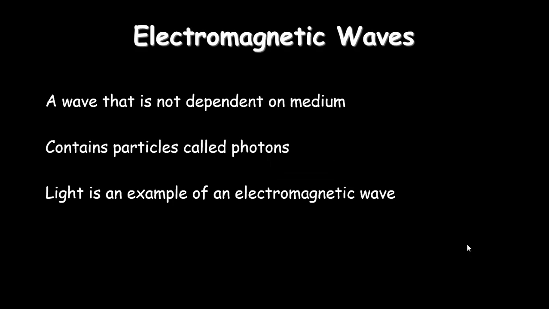So let's begin. The big difference between electromagnetic waves and mechanical waves is that electromagnetic waves do not require a medium. They do not need to travel through air or water or jello or glue. They are actually contained in small particles called photons, and they're very, very small, on the scale of protons, neutrons, and electrons. In fact, they're a little bit smaller than that. Light is an example of an electromagnetic wave.